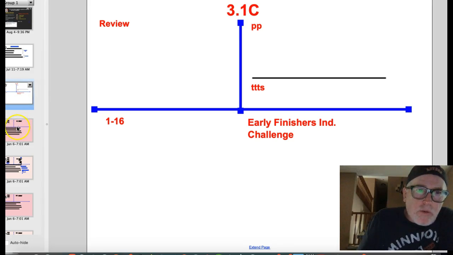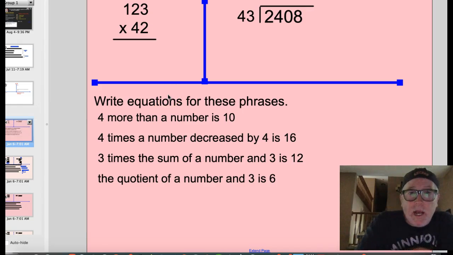So let's go ahead and get started with the review. There are no decimals today. Just take about a maximum of 5 minutes to see how far you can get through working on these problems.